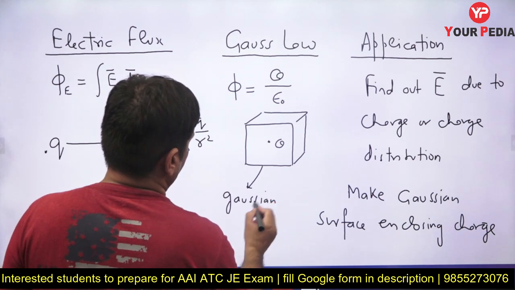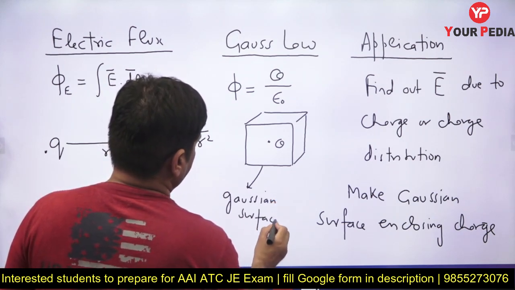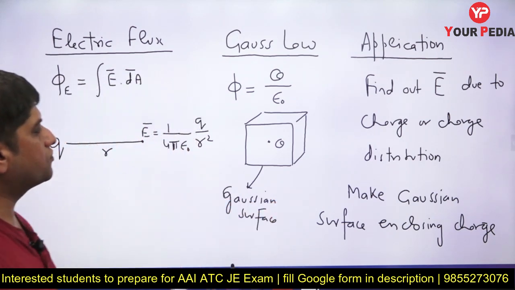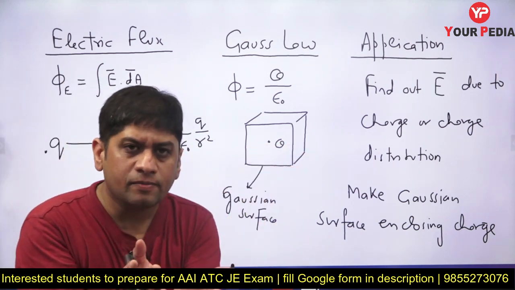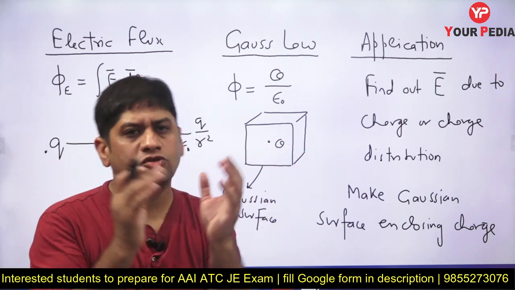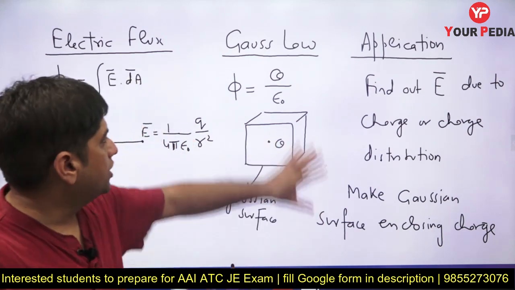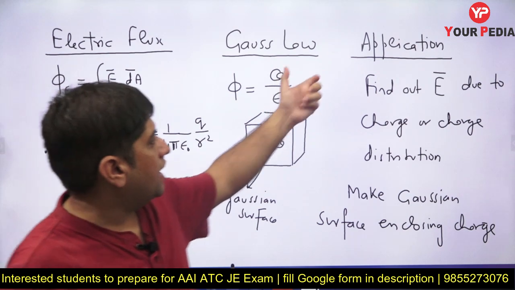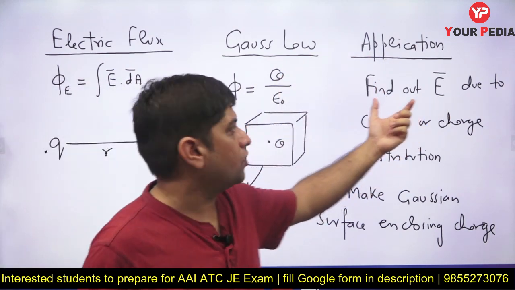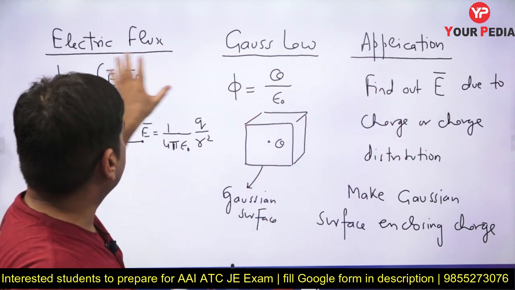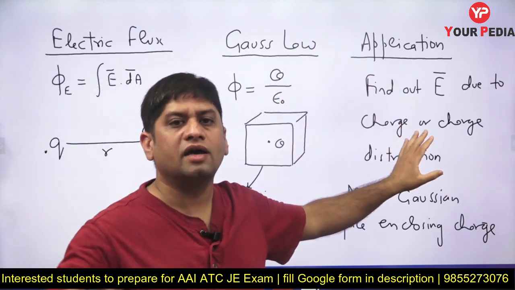This is called Gaussian surface. So you need to create a Gaussian surface, put the charge inside it, charge as a point charge or distributed charge. This Q can be point charge, it can be distributed charge. You need to think of Gauss's law, and then using that formula which you have found, using these two, you have to find out electric field at some particular point.